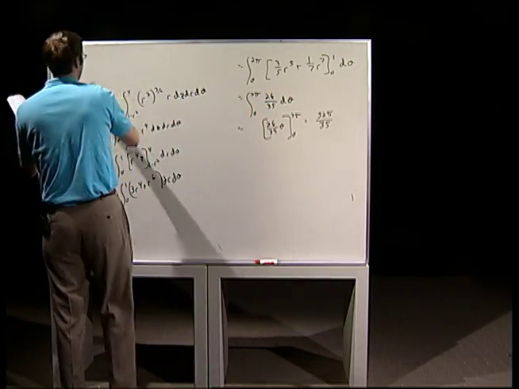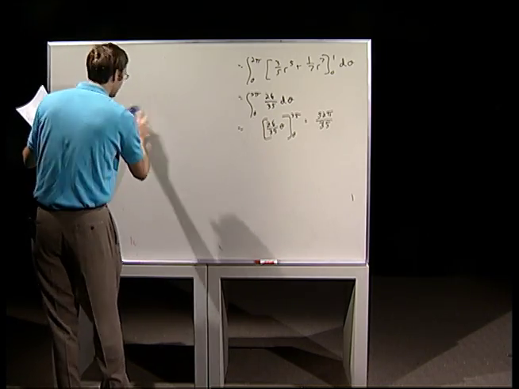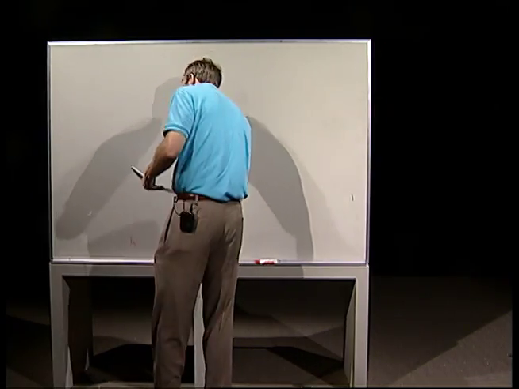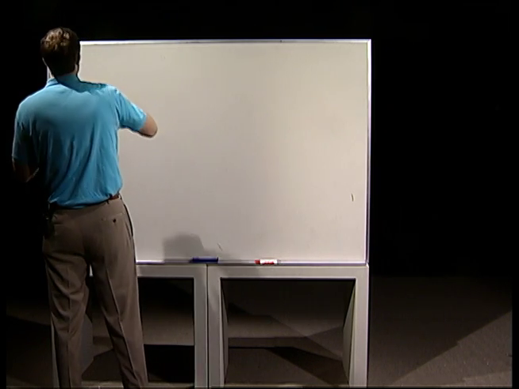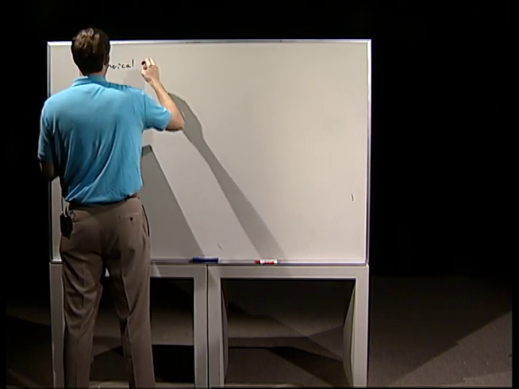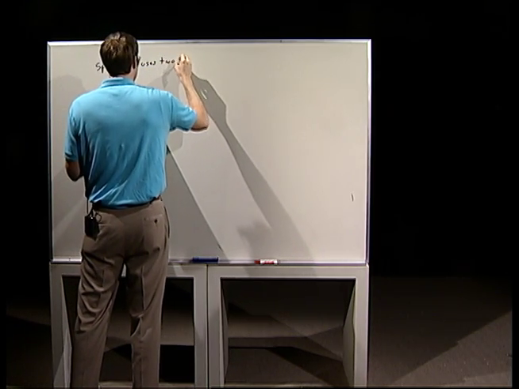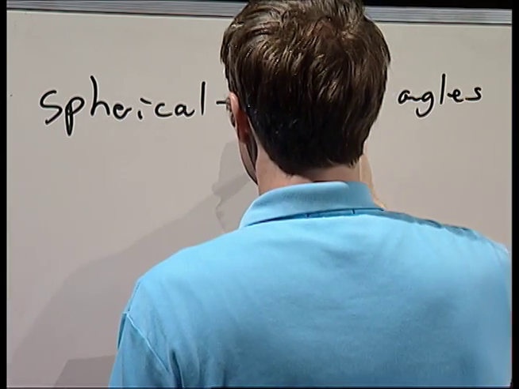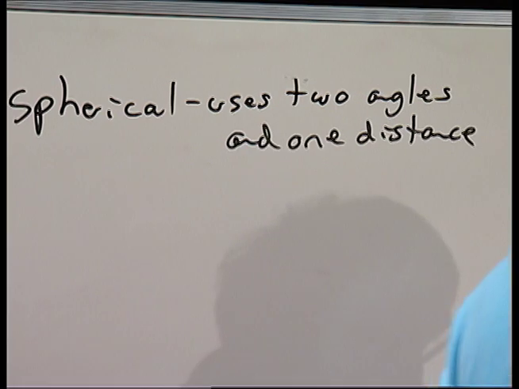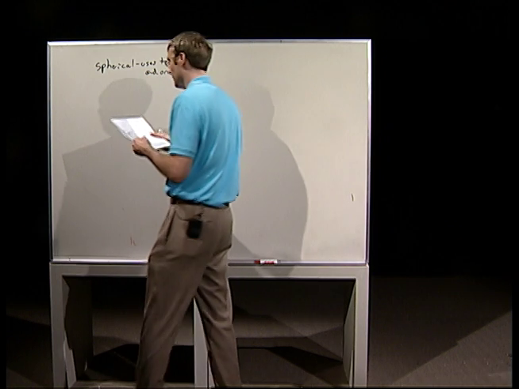Let's talk about spherical coordinates now. And it should make sense that these are particularly useful when you're dealing with things that are spherical, right? So spherical coordinates is something that's a little bit new. It's more new than cylindrical was. Spherical uses 2 angles and 1 distance. Cylindrical used 2 distances and 1 angle. Right? So cylindrical used a distance for z, distance for r, and an angle theta. This uses 2 angles and 1 distance.